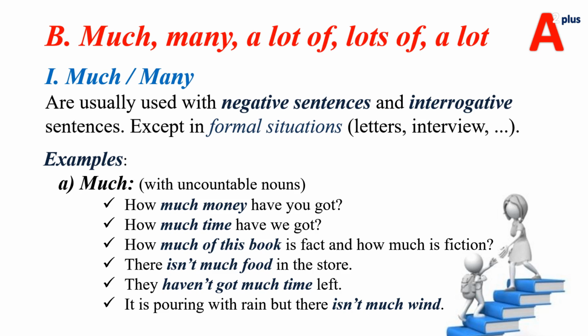These are question. And the negative sentence, there isn't much food in the store. There isn't much food in the fridge. So this is a negative sentence, food is uncountable. They haven't got much time left. It is pouring with rain but there isn't much wind. Wind is uncountable noun.